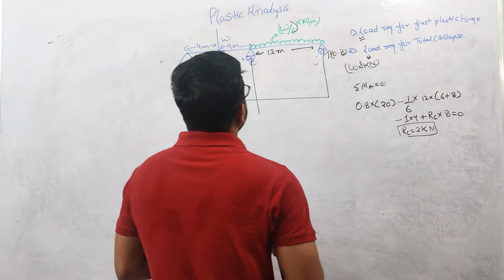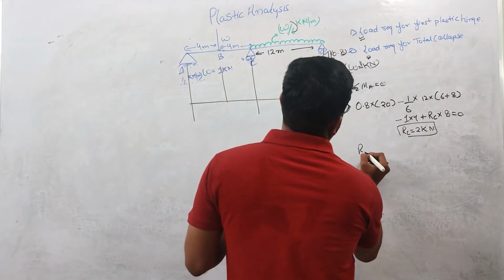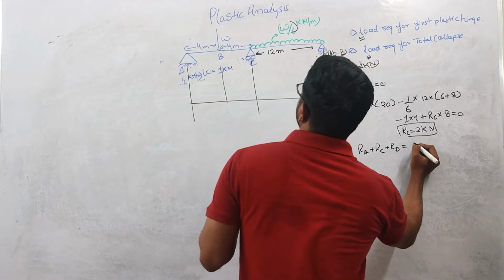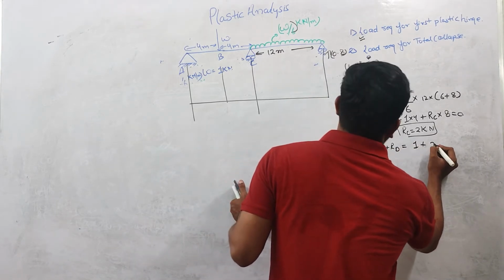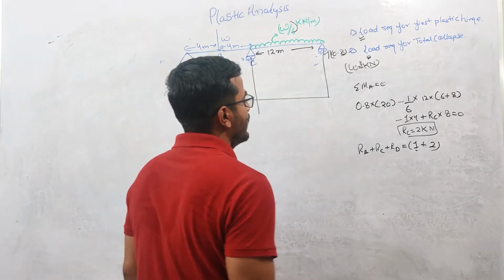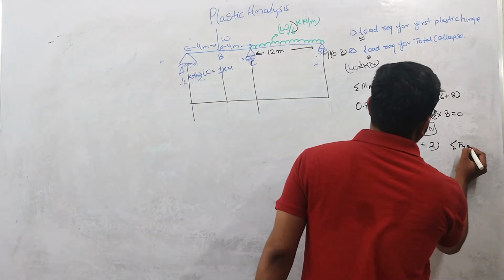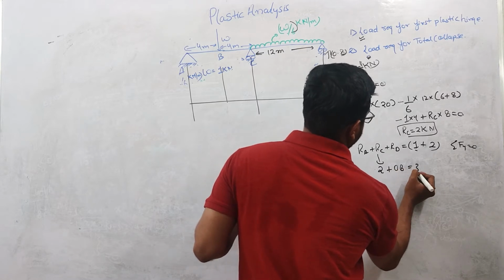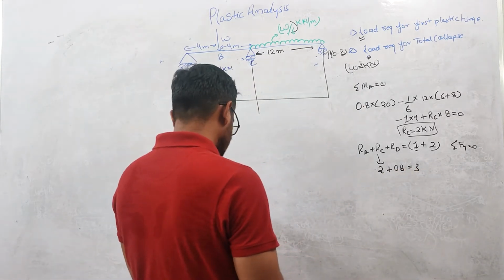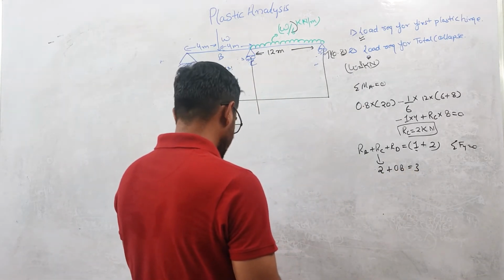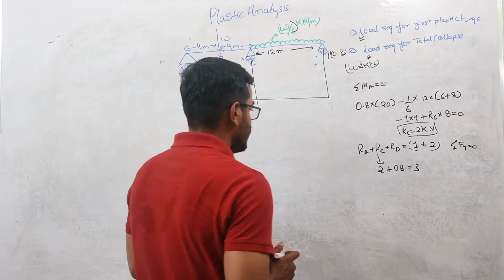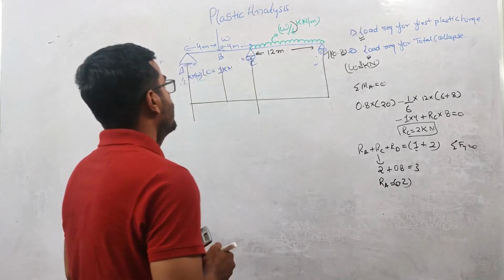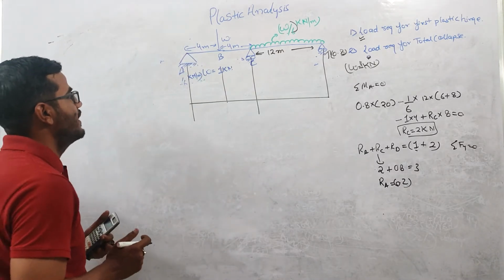Now through vertical equilibrium, summation F equals 0, RA plus RC plus RD equals 1 plus 2. RC we know is 2, RD is 0.8, and this is 3. So this will be 3 minus 2.8. So RA comes out to be 0.2. Now we know all the reactions. Now we'll draw the bending moment diagram.